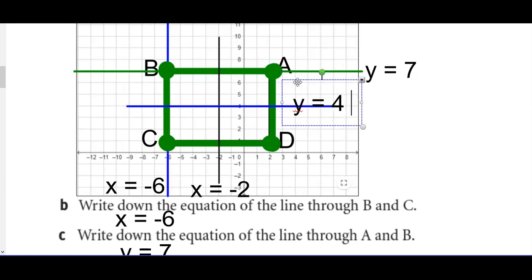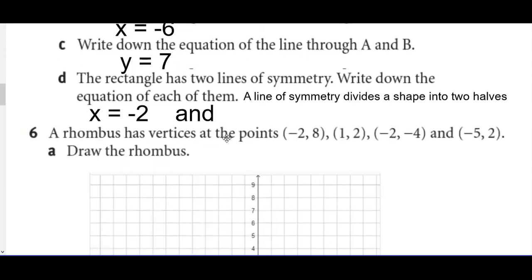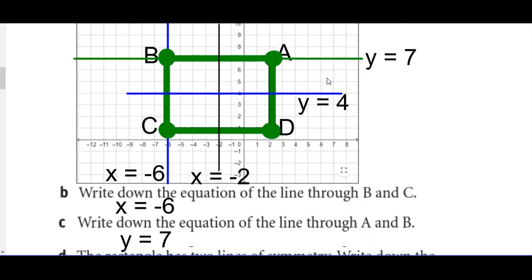Simple like that. How do you convince yourself that your line of symmetry is correct? You just count the number of boxes above the line and below the line. Above the line we have 1, 2, 3 boxes, and below the line we have 1, 2, 3 boxes. So hence this becomes my line of symmetry. My other line of symmetry will be y equals 4. So I have 2 lines of symmetry, one being x equals -2, another one being y equals 4.